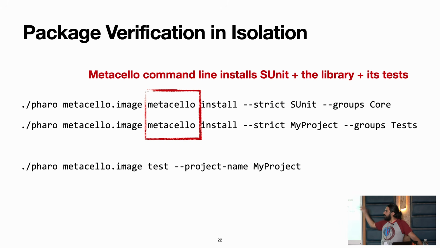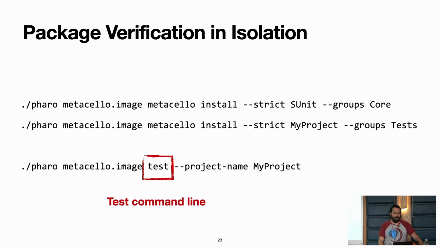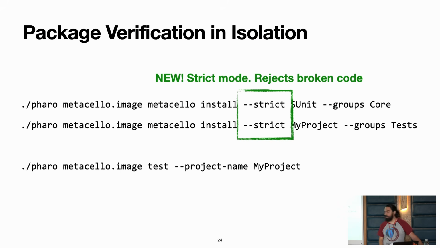So, Metacello, we are using Metacello to load the test and to load the library. That was already before. We had a Metacello command line. We already had a test command line from before. Now, what is new? So we have this strict option.